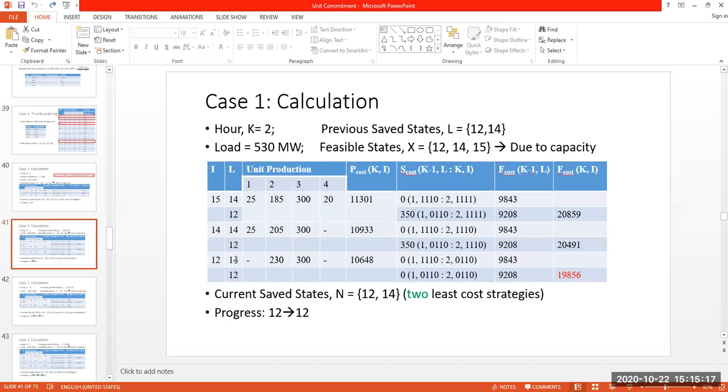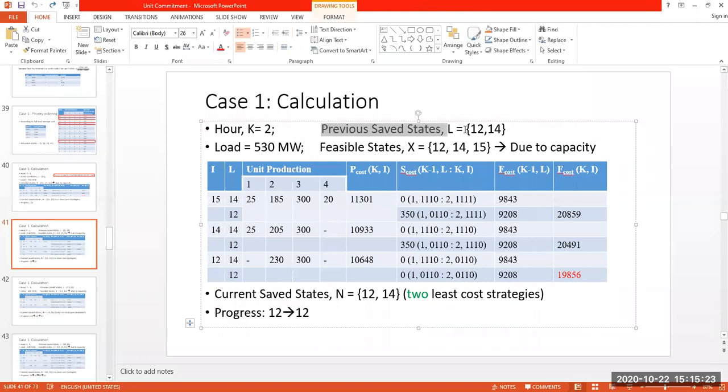What would happen if I chose 14 instead? Remember, my saved state is 14 also, not only 12, not only the minimum cost strategy. I'm also saving another state because my value of n is 2. So what would happen if I chose, instead of 12, I chose 14? Then what would happen in this hour 2? If I now choose to transit from state 14 to state 12 to satisfy the demand.